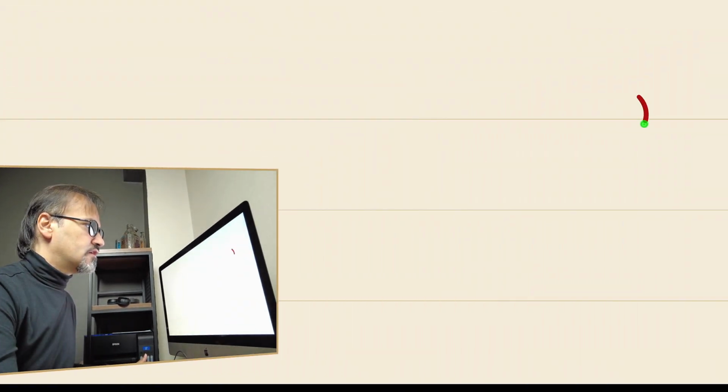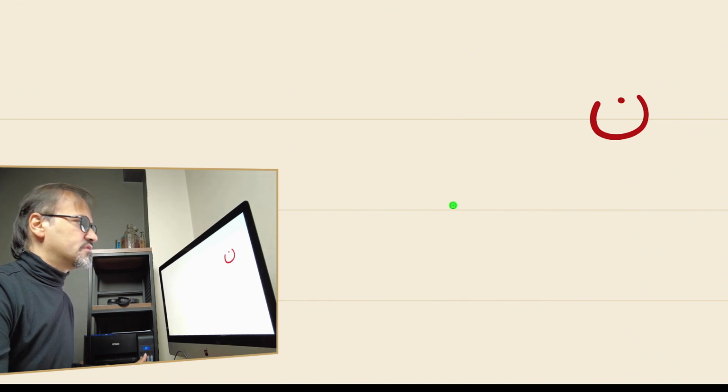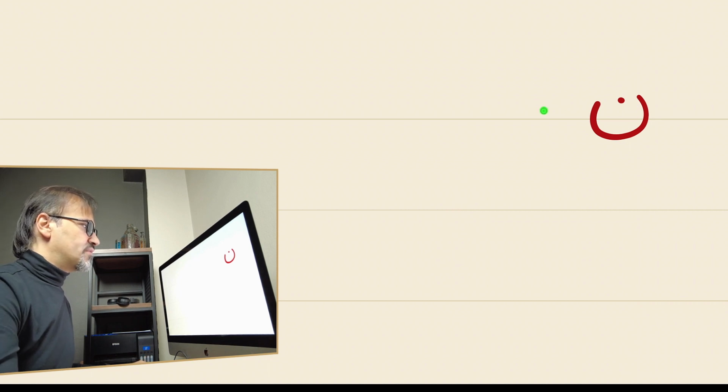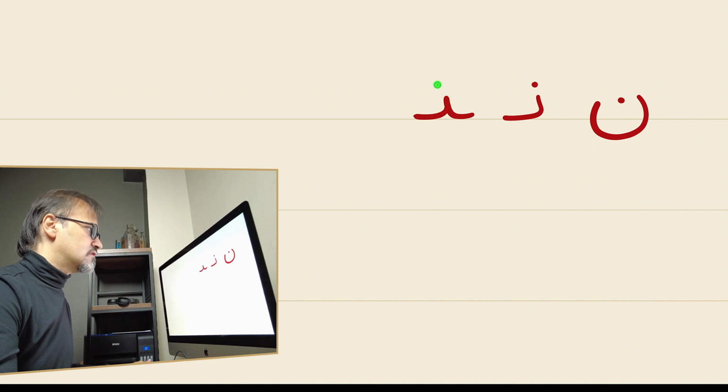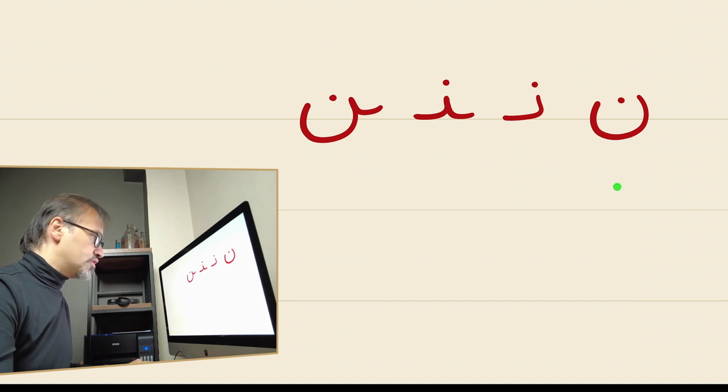Now we have the letter ne, which is the noon, the equivalent of the letter n. This is how it looks like. It's a big bowl with one dot. Looks like this. Okay? When it comes at the beginning, it's like this. When it comes in the middle, it's like this. And then when it comes in the end, it's like this.